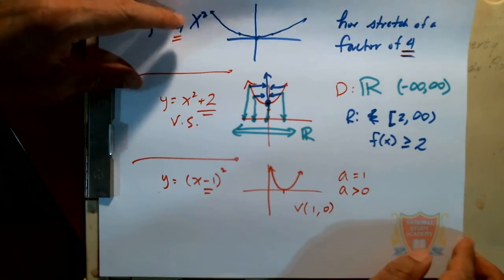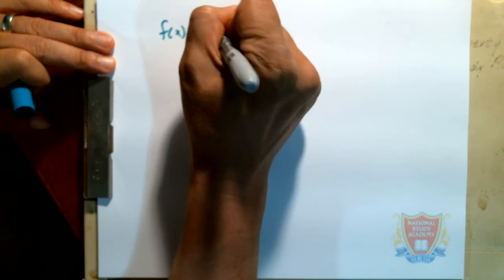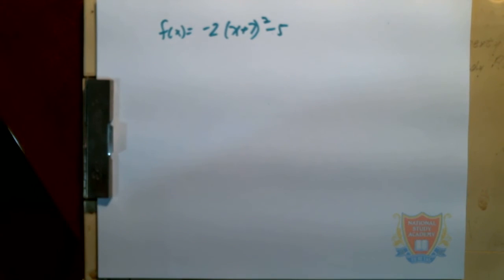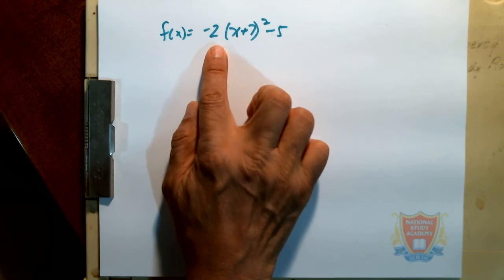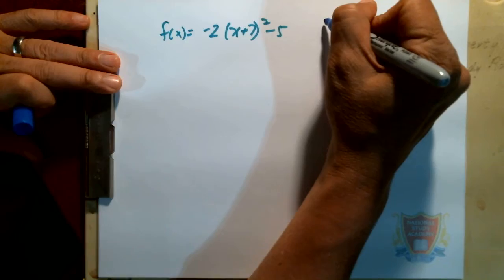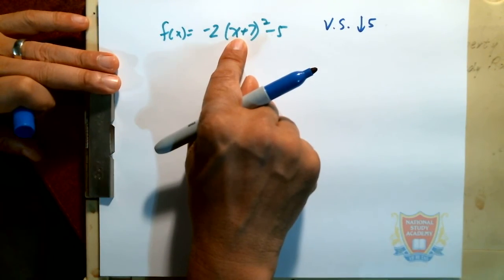Okay? And this is where the fun begins. Let's put f of x is equal to -2 (x plus 7) squared minus 5. Tell me everything about this graph. There's a vertical shift of down 5 units. That's the -5 right there. This one is to the left 7 units.